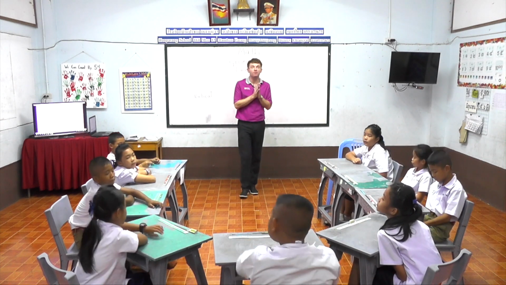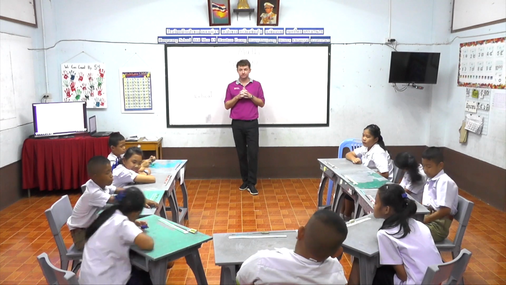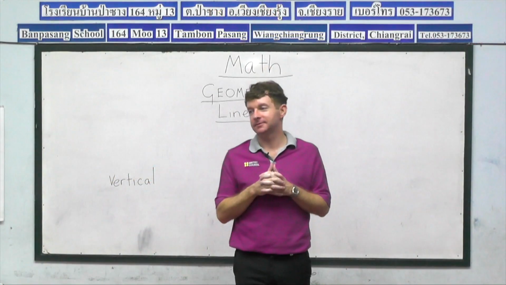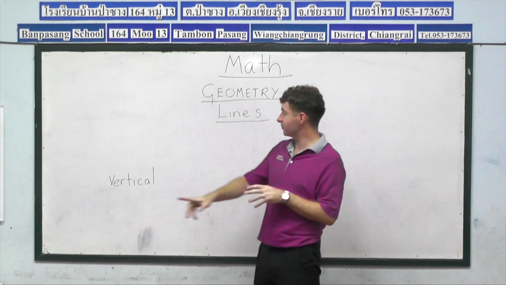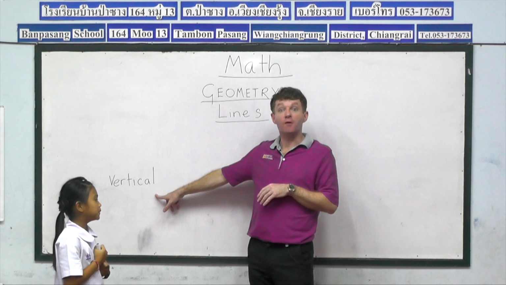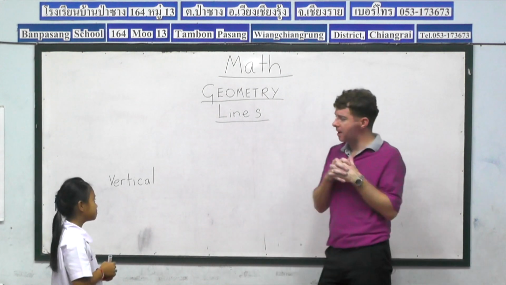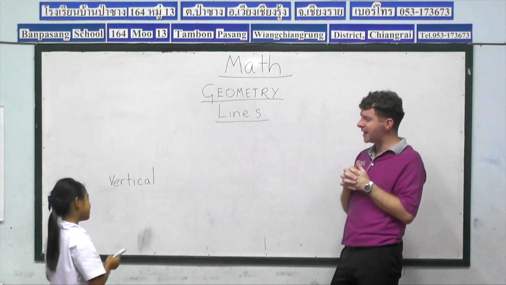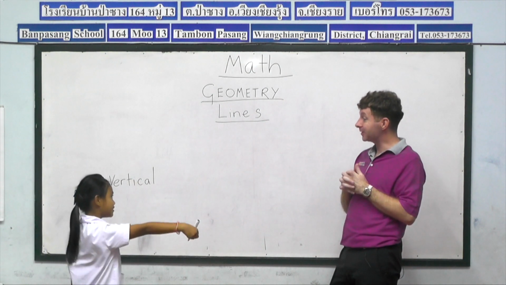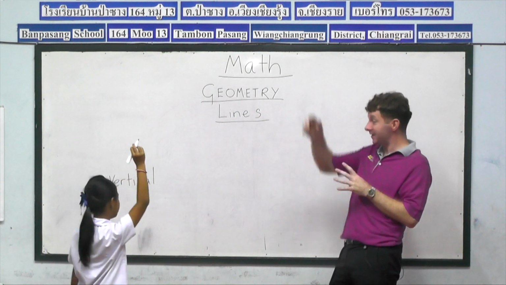Who has the first marker pen? Pak Bung, can you come and join me at the front, please? Okay, so what's the first type of line we're going to be drawing? Vertical. Now, Pak Bung, can you remember how to draw a vertical line? What way does a vertical line go? It goes straight up. Yes, excellent.